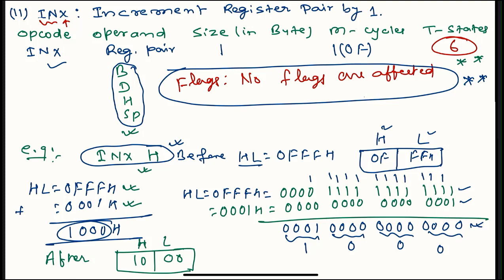This data we already saw before execution, and this is the data of HL after the execution. I hope you understand this instruction with much clarity. Thank you.